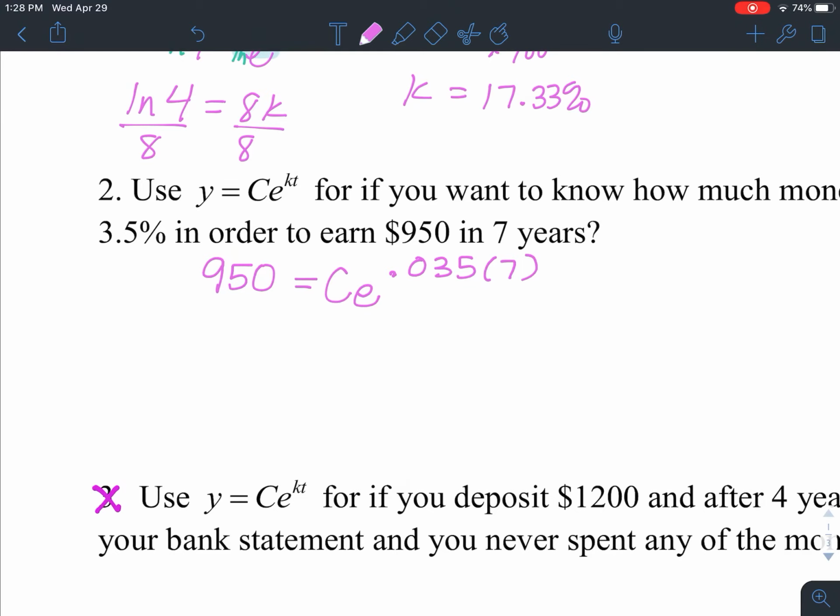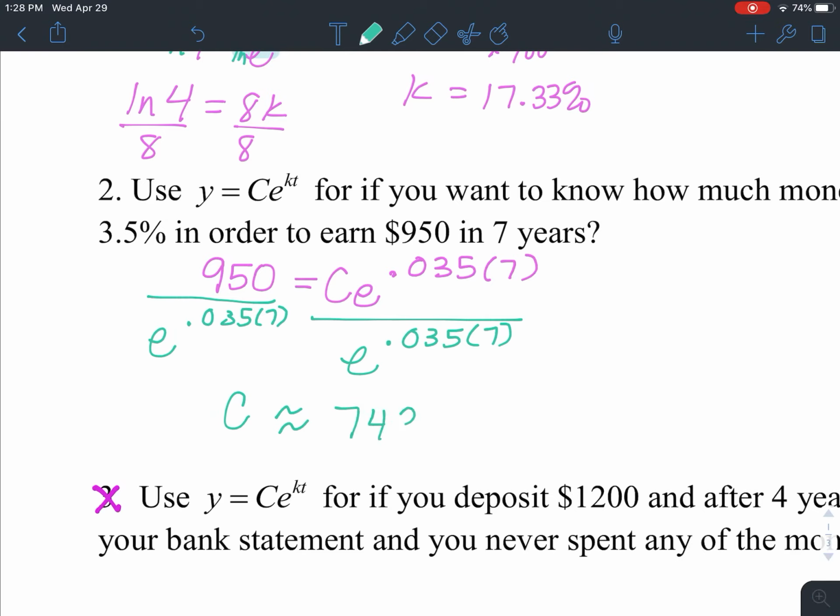Now, all I'm going to do is divide by e raised to the 0.035 times 7. Divide this by e raised to the 0.035 times 7. And c would be approximately, pause, make sure you get the same answer as me, $743.57-ish.